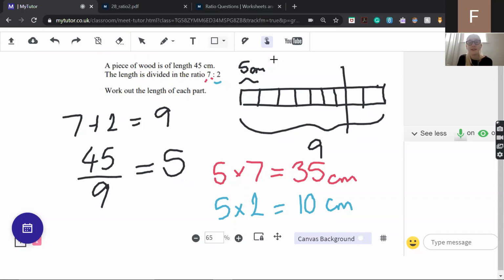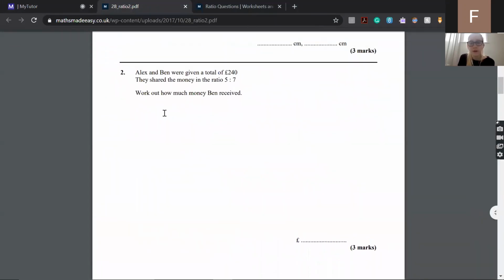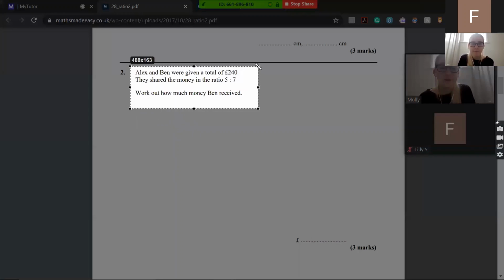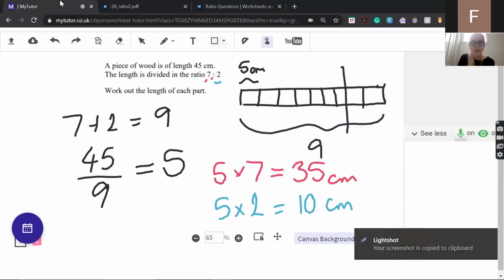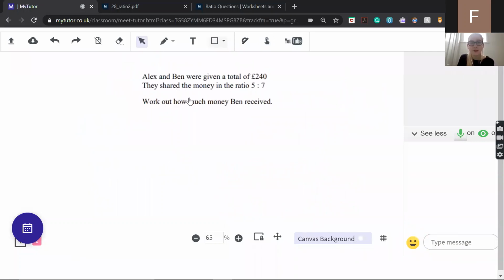Brilliant. Everyone seemed to get that, which is awesome. So from now on, unless someone asks me to do it again, I won't do the diagrams. I'll just do the maths part of it. So we'll do another simple one like this. If you're finding this easy, see how quickly you can send me the answer to this one. Alex and Ben were given a total of £240 and they shared the money in the ratio 5 to 7. Work out how much money Ben received.